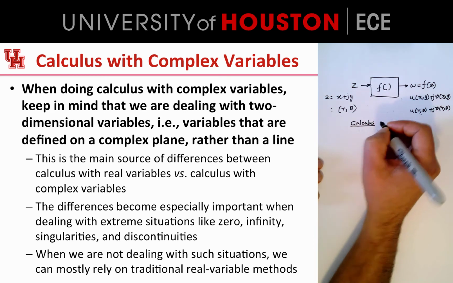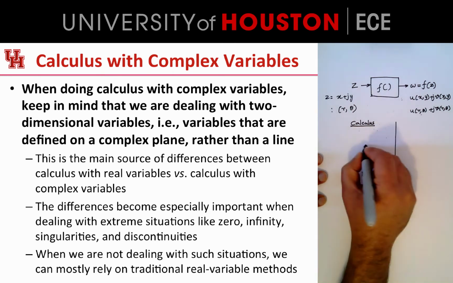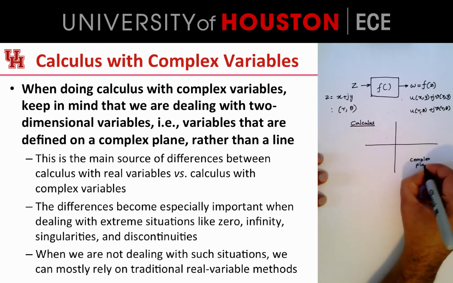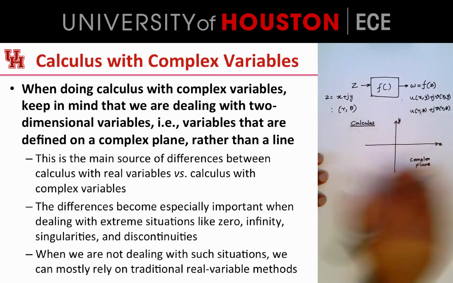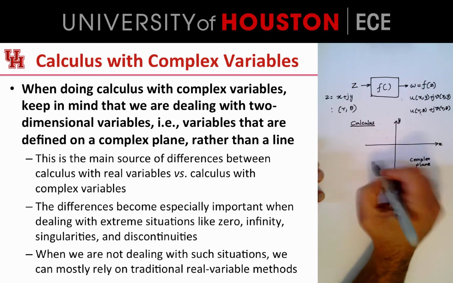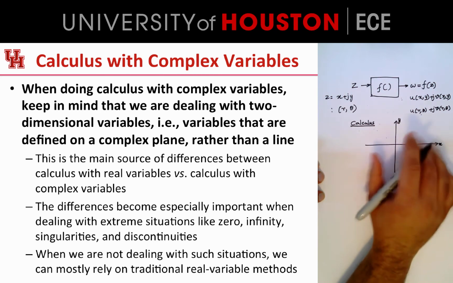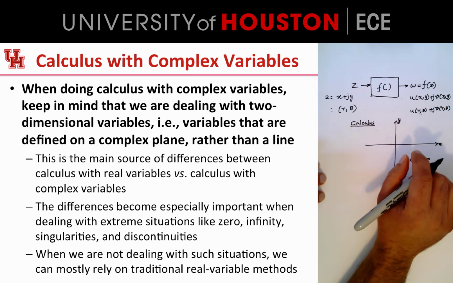Now, in doing calculus with complex variables, we need to always keep in mind that we are operating in the complex plane. And the complex plane is a two-dimensional thing. You've got the x dimension and the y dimension, and the complex number can live anywhere in this plane, and not just on one line, one of these lines or anything like that. And this fact that it's two-dimensional is an important source, for our purposes, the main source of differences between calculus with real variables and calculus with complex variables.